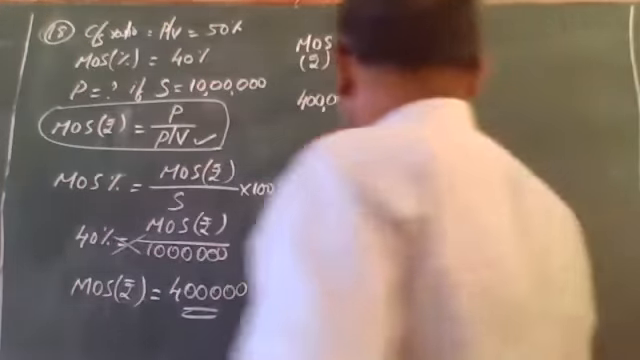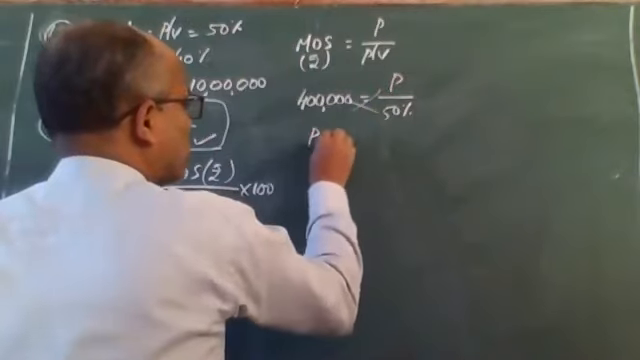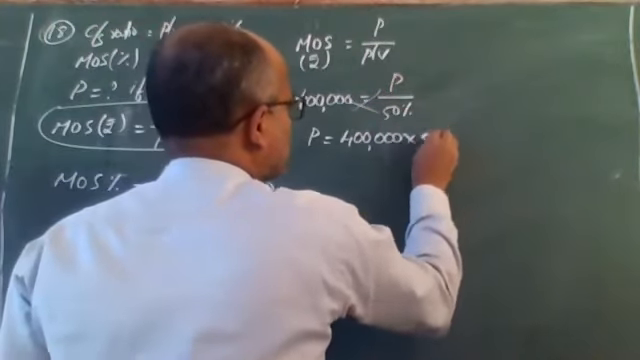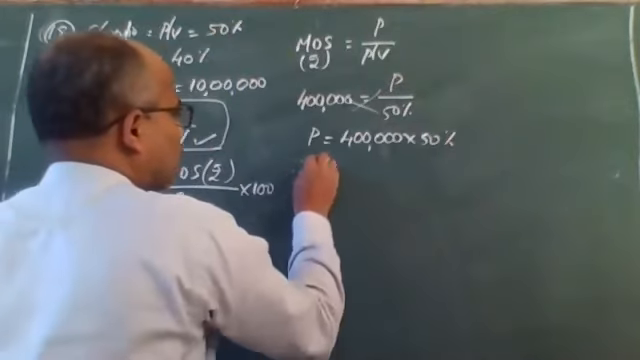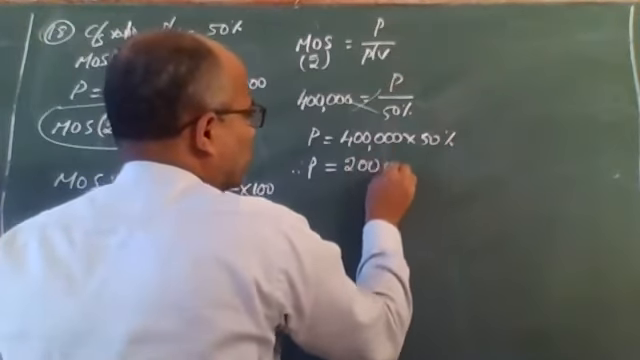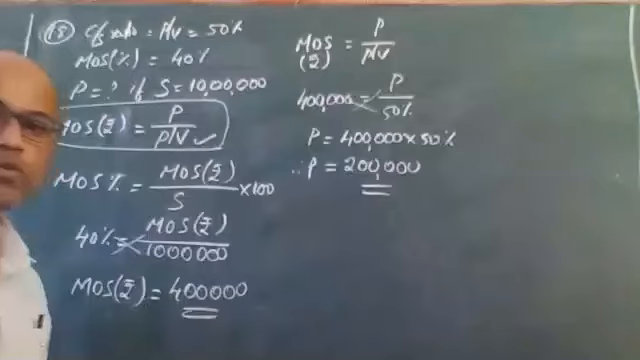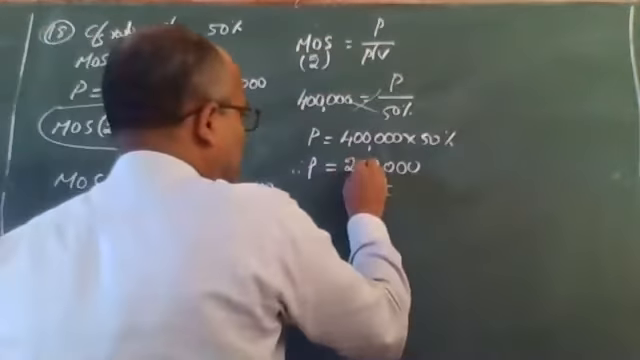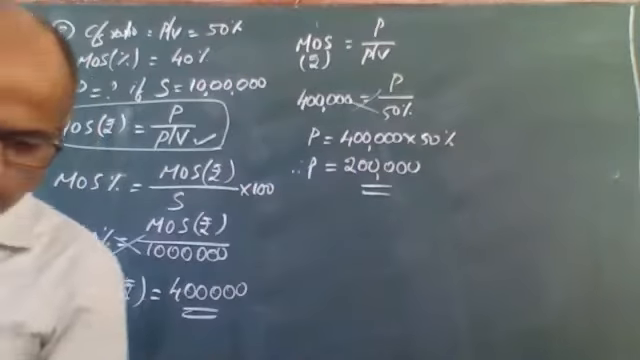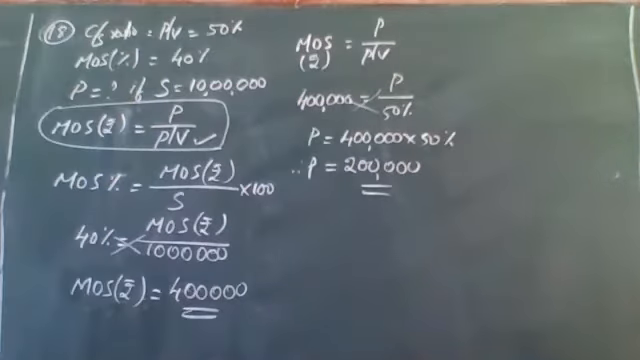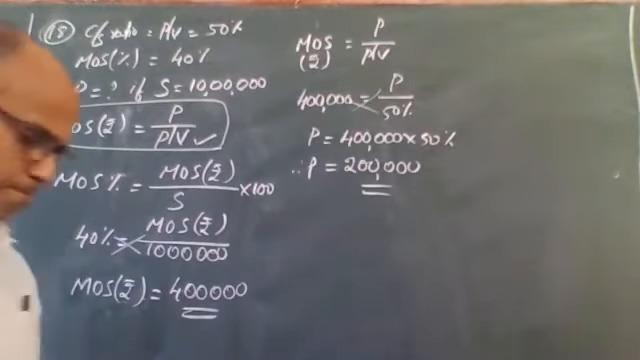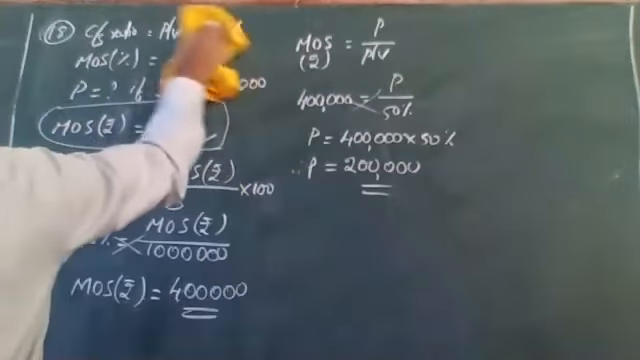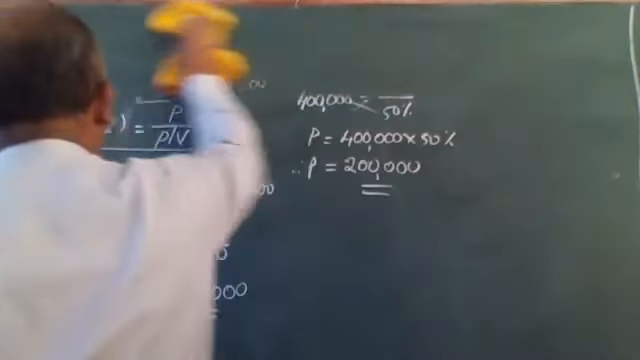So cross multiplication gives me profit is equal to 4 lakhs into 50%. So 50% of 4 lakhs, that is how much? So profit is equal to 2 lakhs. So profit is equal to 2 lakh rupees. This is okay. That is about your question number 18. Then number 19, I think we can still do it in this class itself.